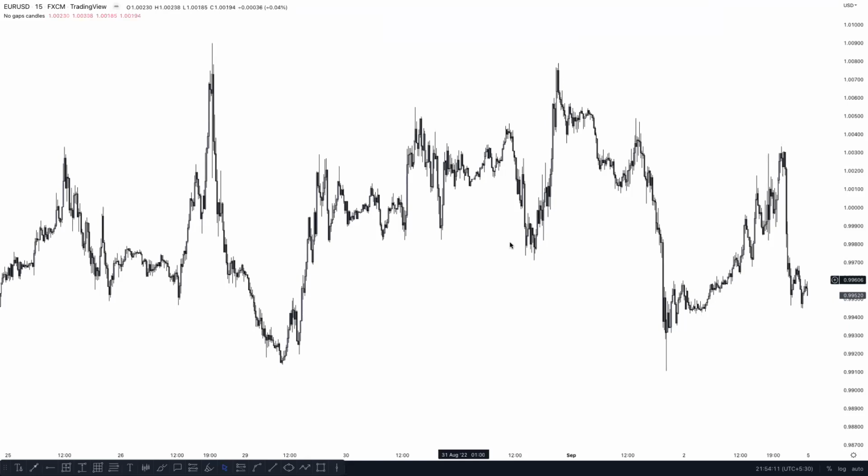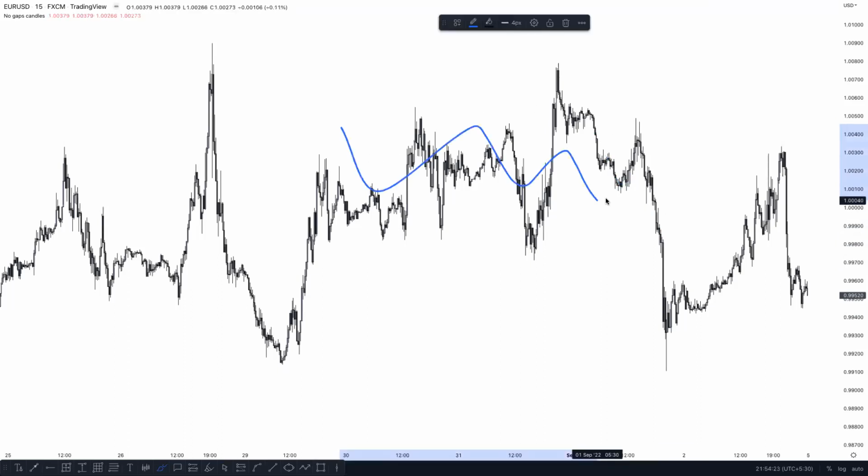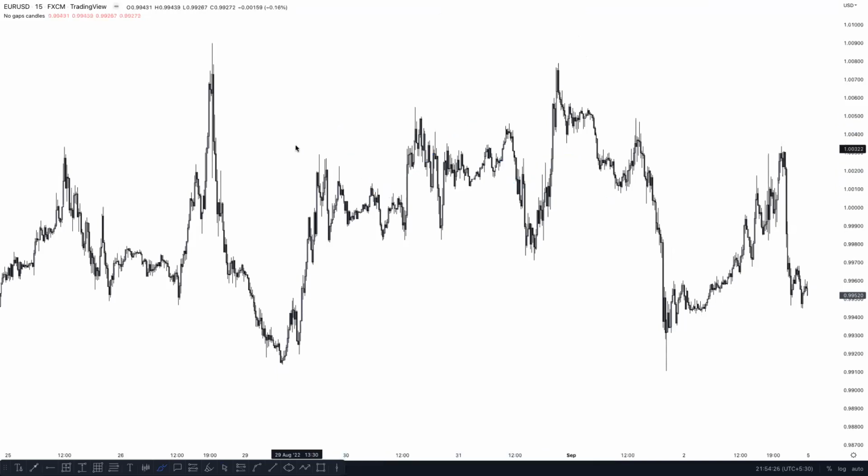Okay, if you are marking the recent structure, you can mark this one. No, you have to check a little bit further back whether this one is an internal structure or a major structure. So you can find our actual structure here, and this is our lower low.